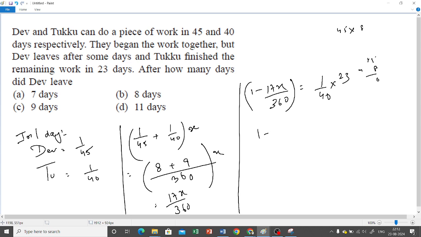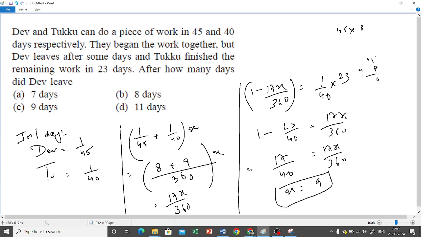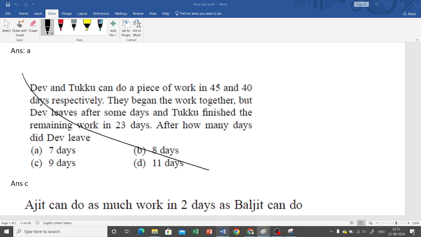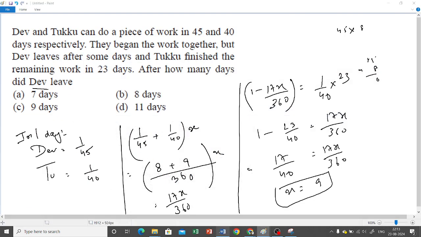So from here I solve 1 minus 23 by 40 equals 17x by 360. That gives me 17 by 40 equals 17x by 360, and that gives me x is 9. Yes or no? This is how you get the number of days after which they left. So the answer is 9. C is the answer.